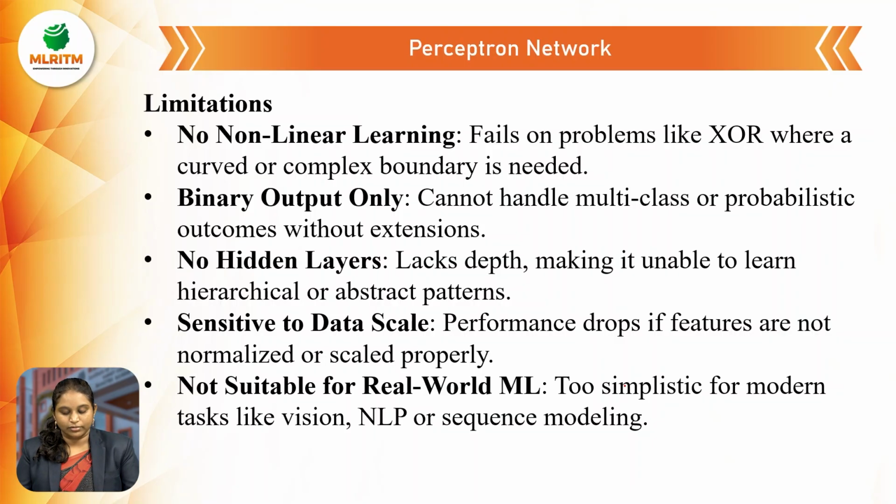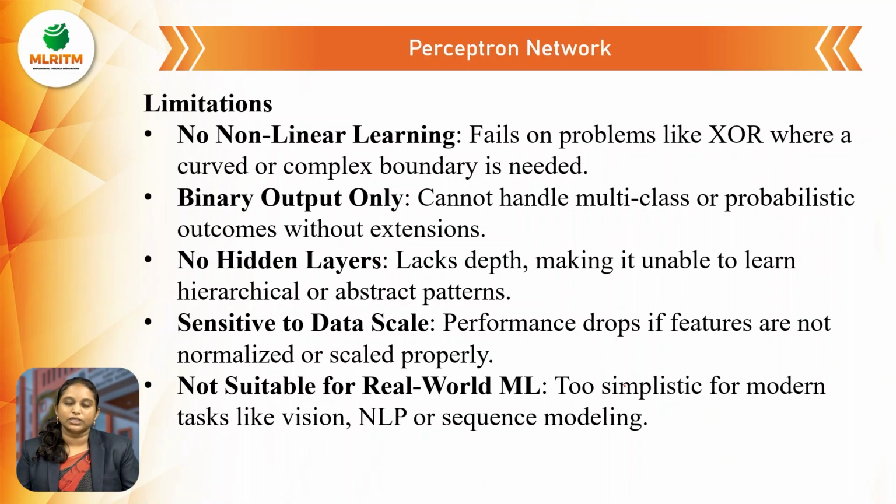The fourth limitation, or disadvantage, is sensitivity to data scale. Nothing but performance drops if features are not normalized or scaled properly. The last disadvantage is that it is not suitable for real-world machine learning. It is too simplistic for modern tasks like vision, NLP, or sequence modeling. So these are the limitations of the perceptron network.